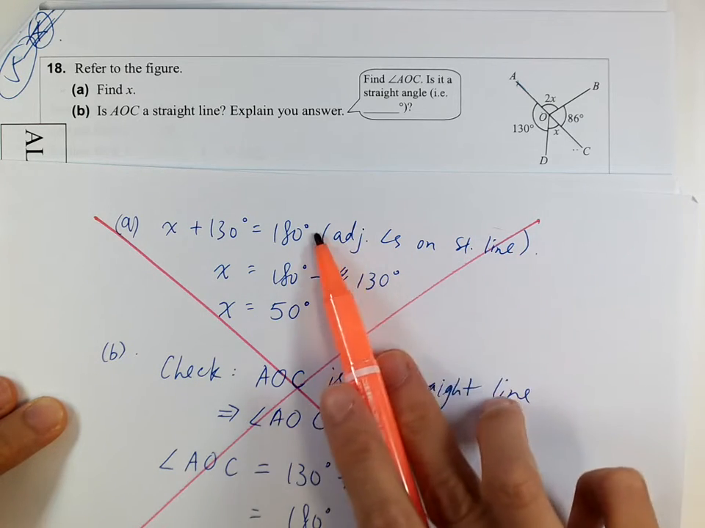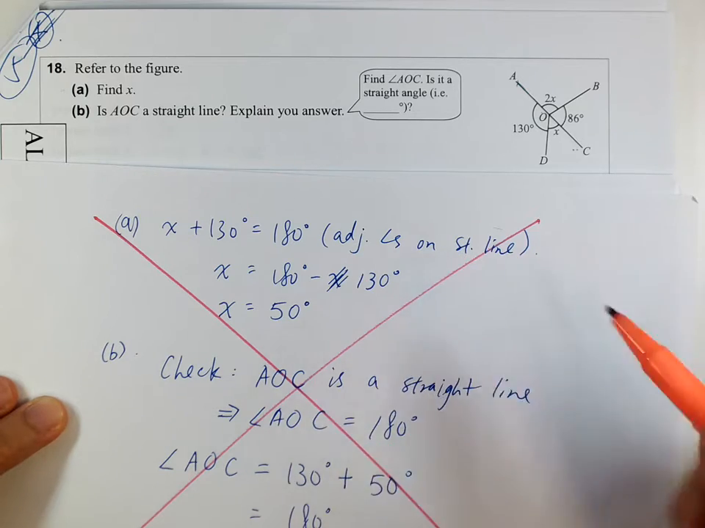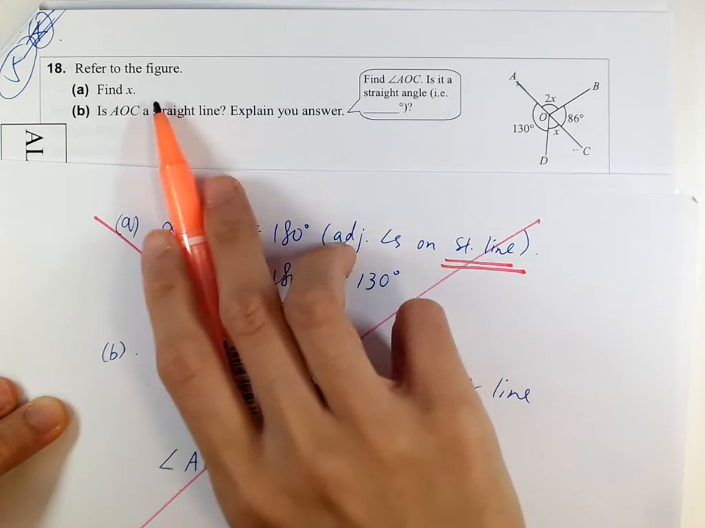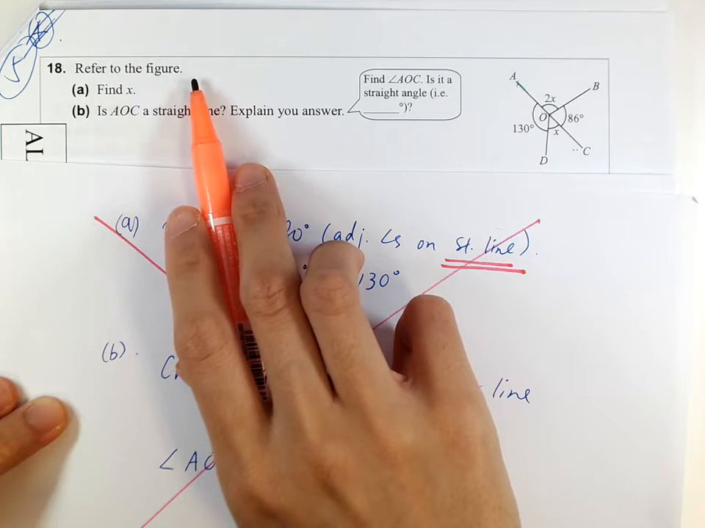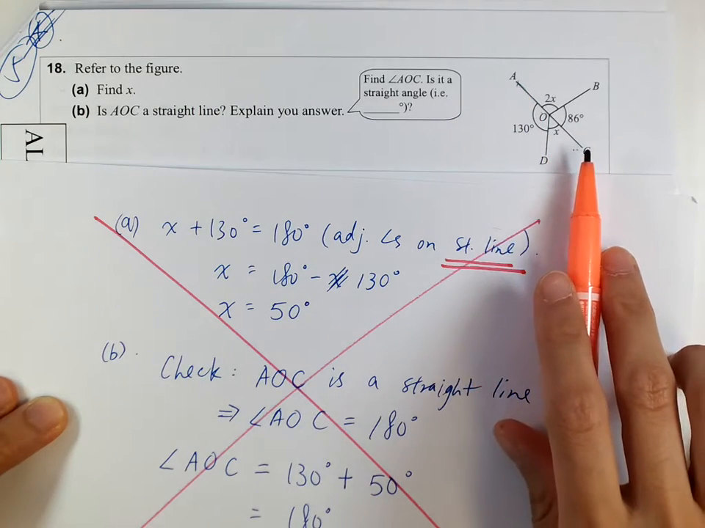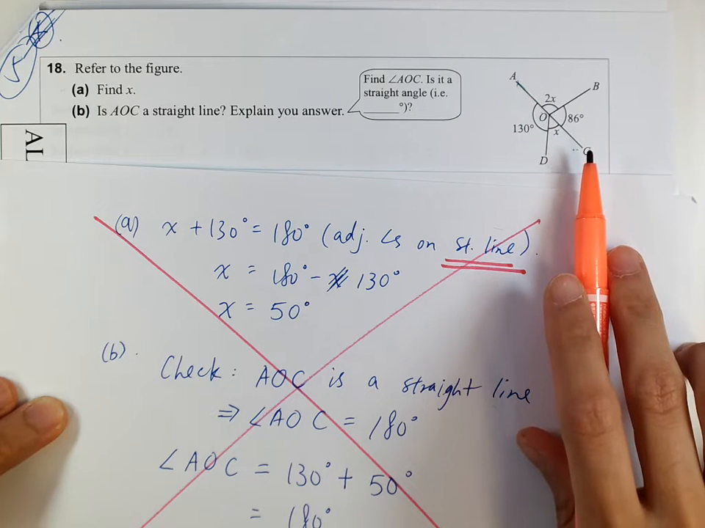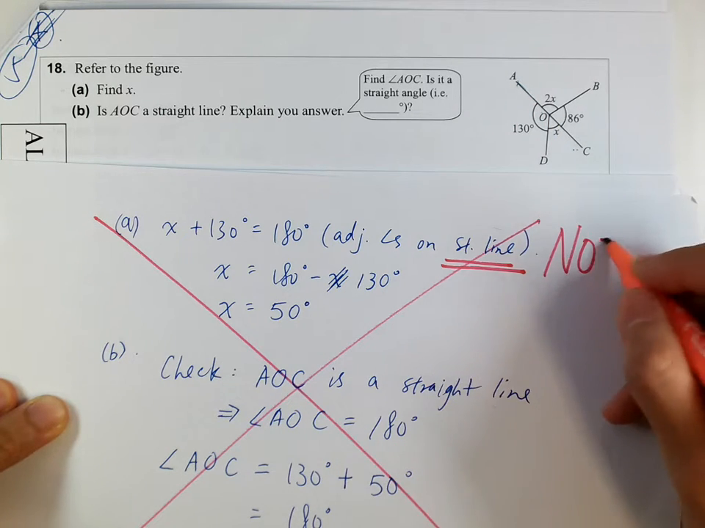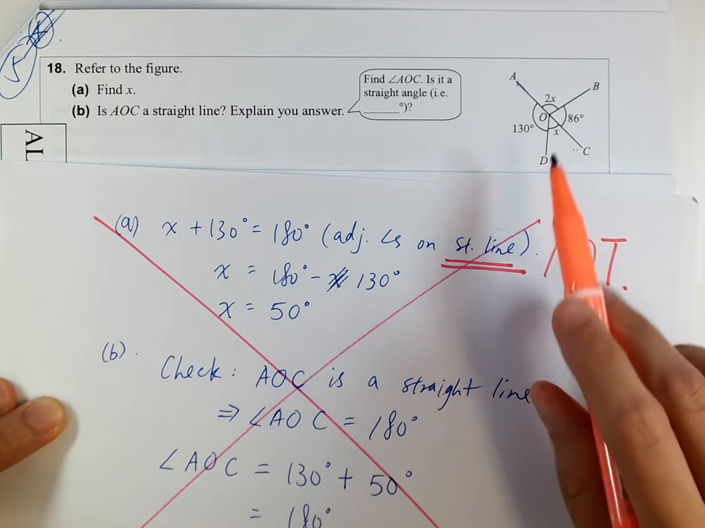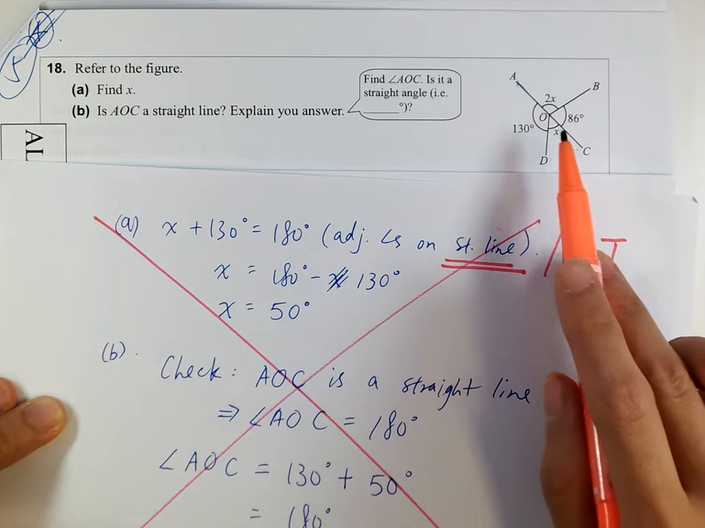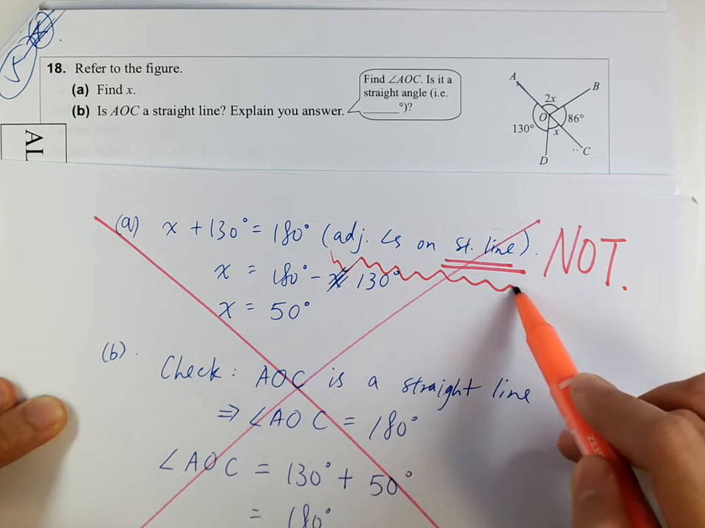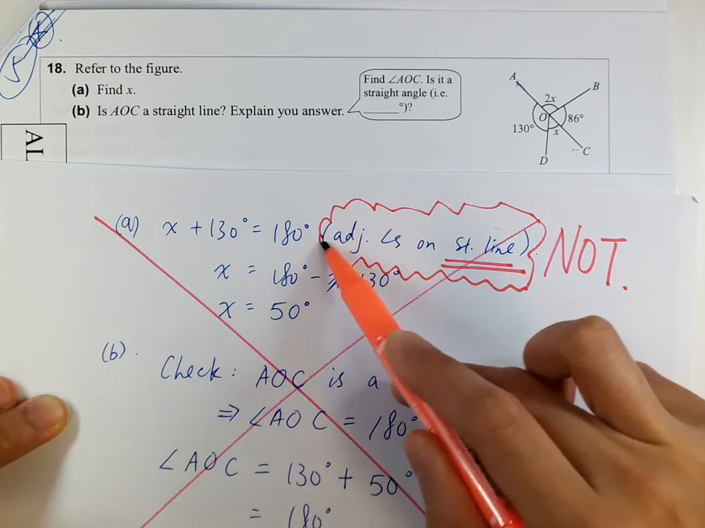So here, this reason means adjacent angles on straight line. However, the question doesn't mention AOC is a straight line. If the question doesn't say AOC is a straight line, although it looks like a straight line, it's not a straight line. Therefore, we cannot say it is a straight line just because it looks like one. And so we cannot use this theorem, because we don't have any straight line.